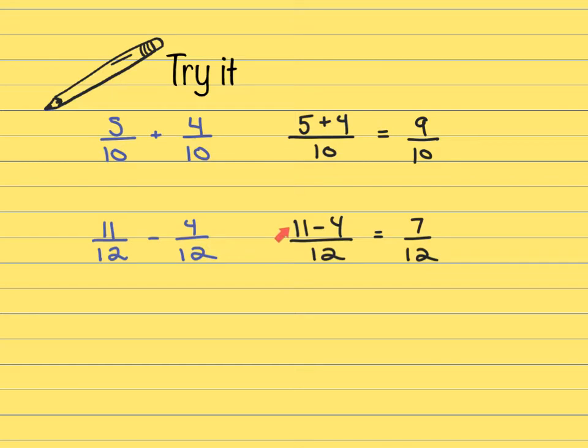Same with subtraction. We're subtracting only the numerators. 11 take away 4 equals 7. Same denominator, 12. Answer, 7/12.